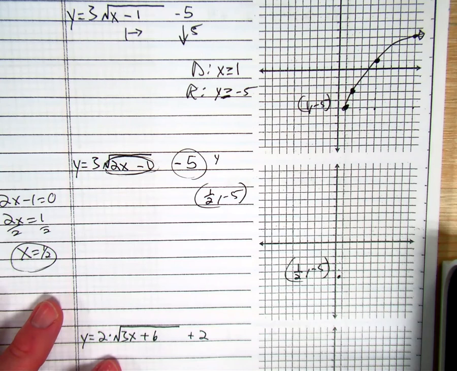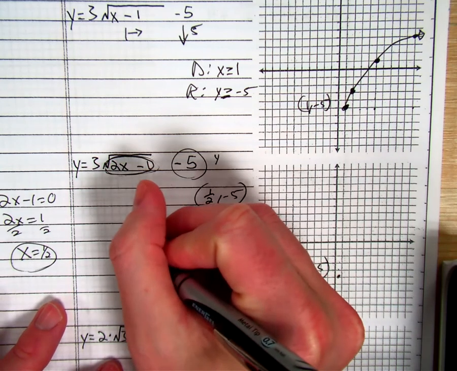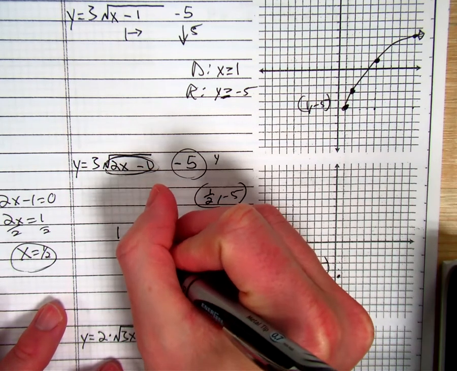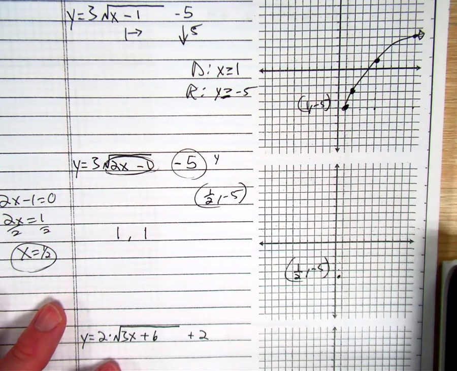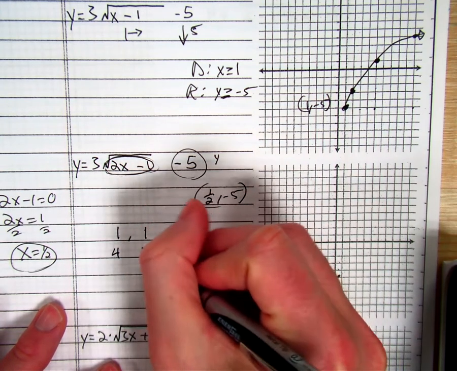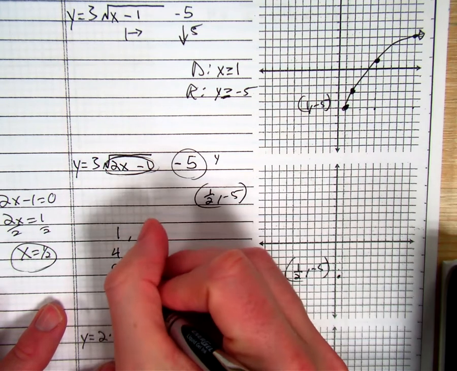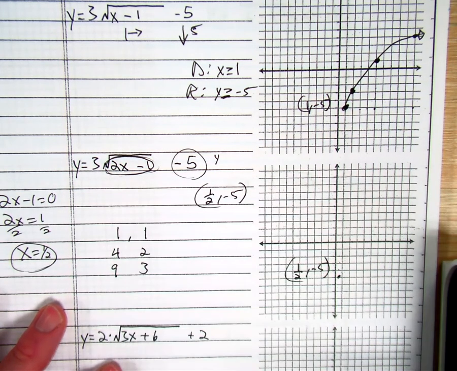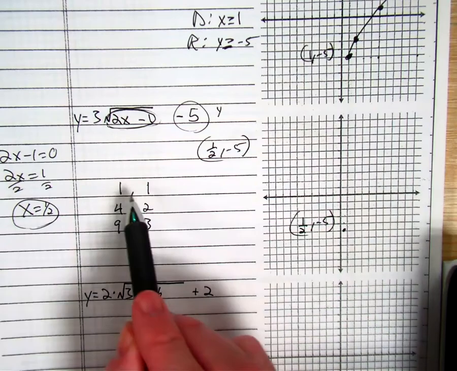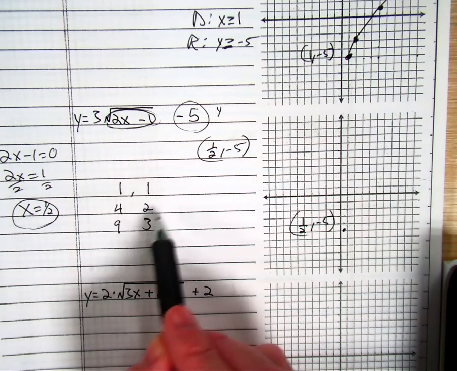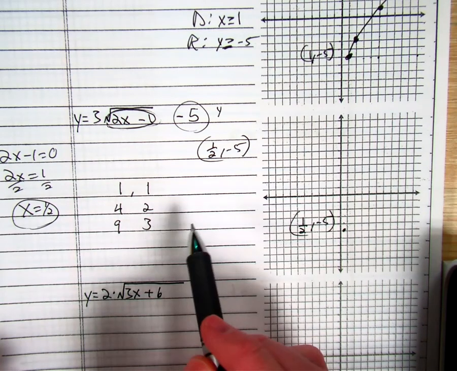That gets a little tricky, so I just write down the pattern. Okay, it's 1, 1, and then 4, 2, and then 9 and 3. I guess in my mind, that's just over 1 up 1, over 4 up 2, over 9 up 3.